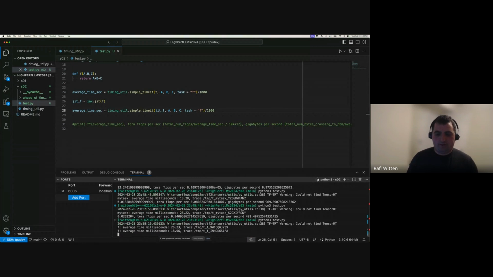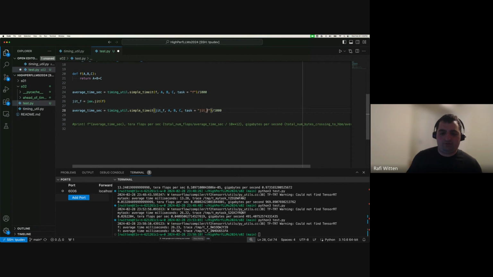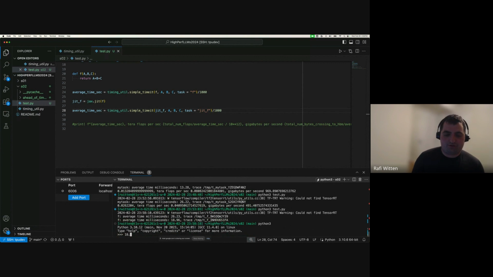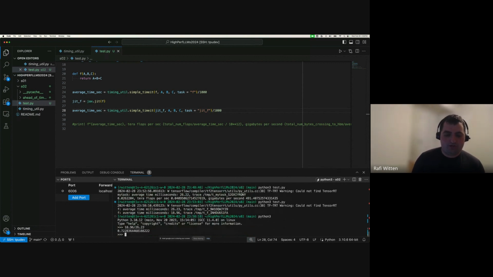So f still takes 26.23 milliseconds, and JIT_f, I named the second print badly, takes 18.96. Maybe we should ask ourselves what's going on here. In principle, it should take 2/3 as long, which is 0.67. This takes 0.72, but still a very, very nice speedup. And the reason we're probably not getting quite the full speedup is that we're VP bound.